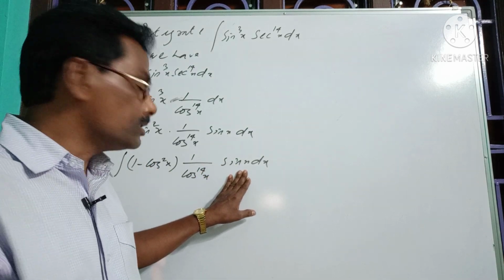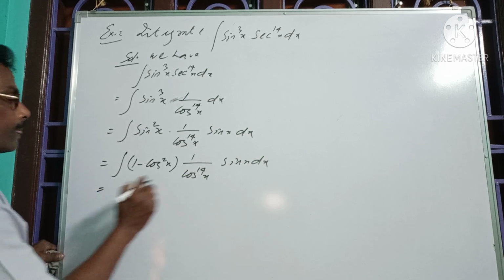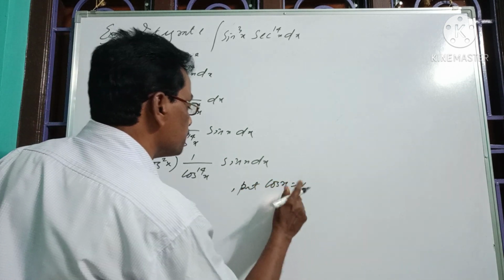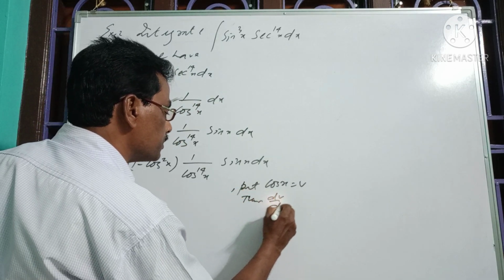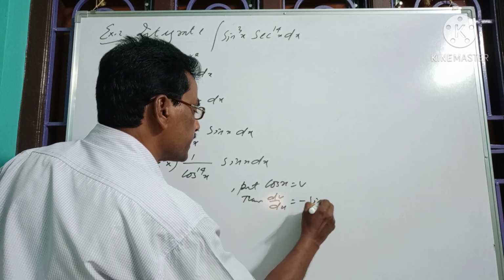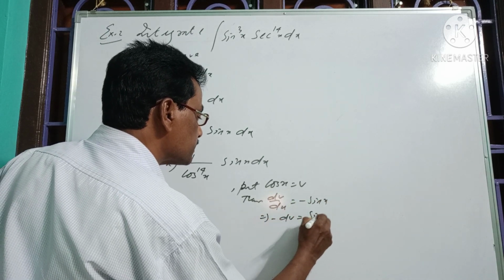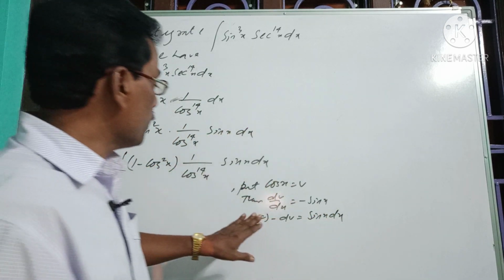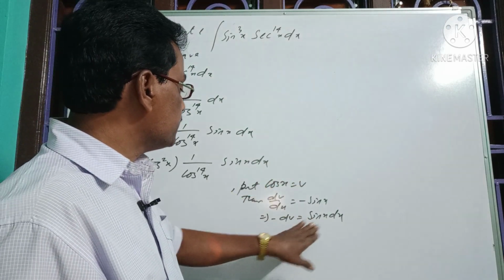So now let us substitute cos x as v, where v is a function of x. Then differentiating v with respect to x, it will give us minus sin x. So minus dv will give us sin x dx, where the integrand contains the factor sin x dx. So after substitution and differentiation, we got cos x as v and sin x dx as minus dv.